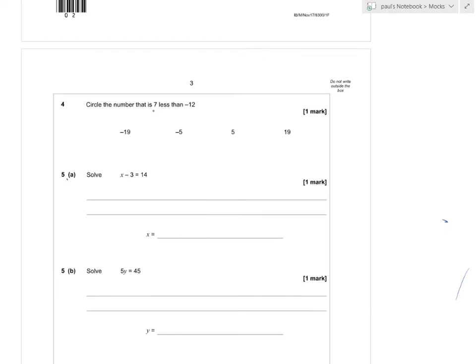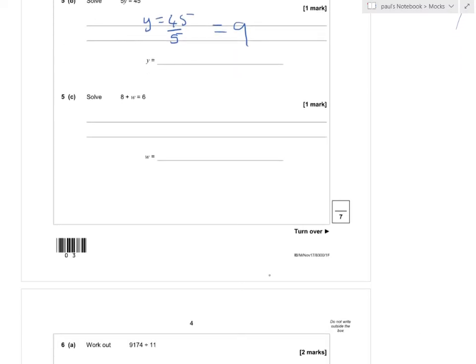Circle the number that is 7 less than minus 12, so it's minus 19. x minus 3 equals 14, so x will be equal to 17. Solve 5y equals 45, so y equals 45 divided by 5, which equals 9. Solve 8 plus w equals 6, so w will equal 6 minus 8, which equals minus 2.